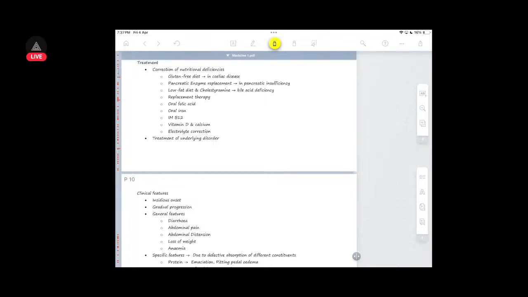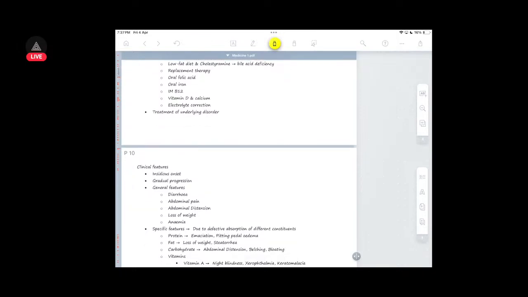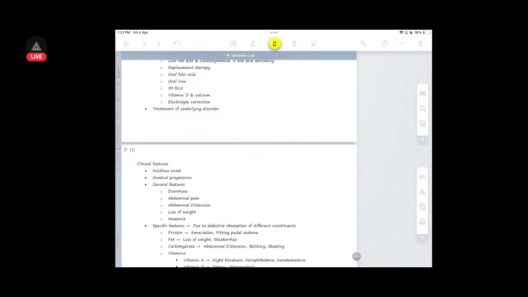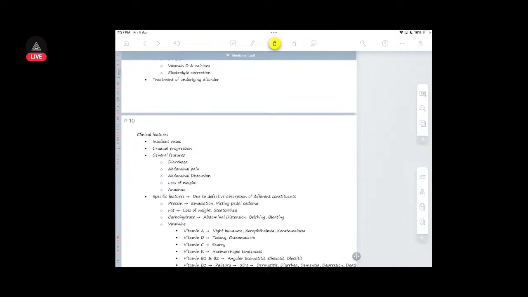So treatment includes correction of the nutritional deficiency, where you need a gluten-free diet in celiac disease, pancreatic enzyme replacement in pancreatic insufficiency, low-fat diet, cholestyramine in bile salt deficiency. If there is a deficiency, you have to do replacement therapy. Oral folic acid, oral iron, intramuscular B12, vitamin D and calcium, and electrolyte correction should be done. Treatment of the underlying disorder should be done.